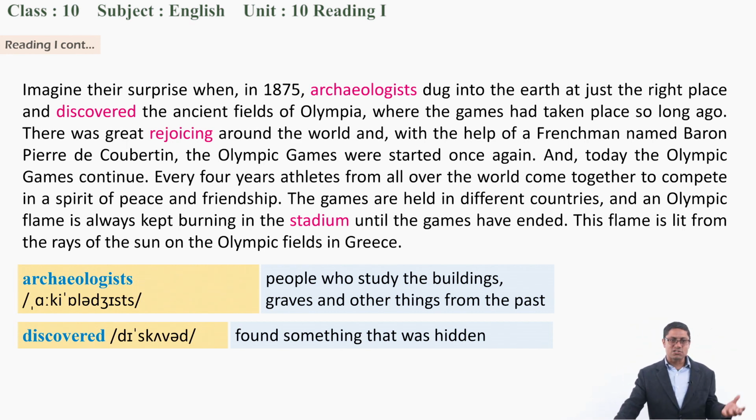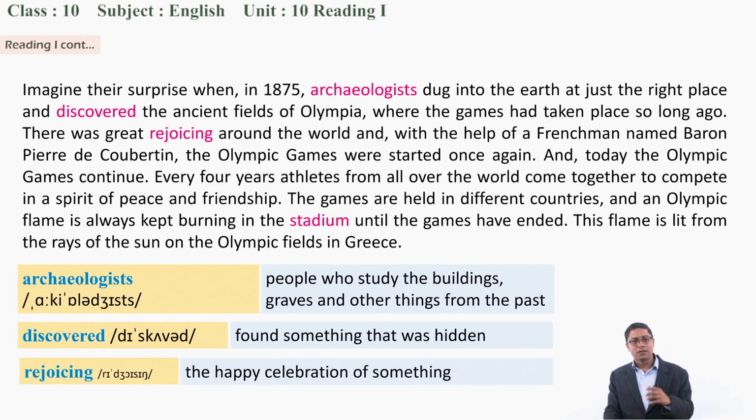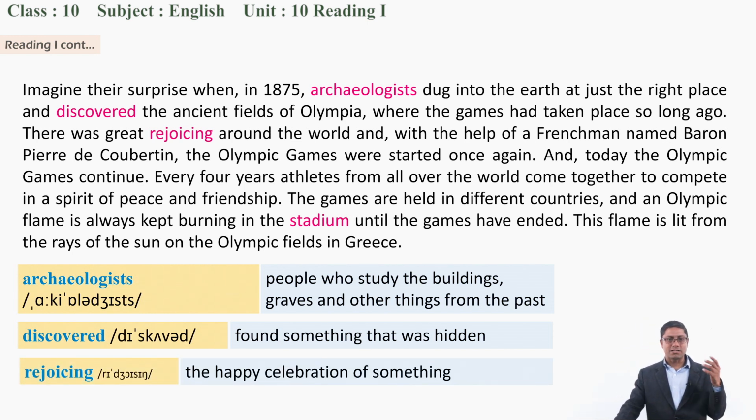So, after that was discovered, there was a great rejoicing. Rejoicing means a great, happy celebration around the world. And with the help of a Frenchman named Baron Pierre de Coubertin, this is the name of the person who began the Olympic Games again, who started the Olympic Games again. And today, the Olympic Games continue. Every 4 years, it's conducted.